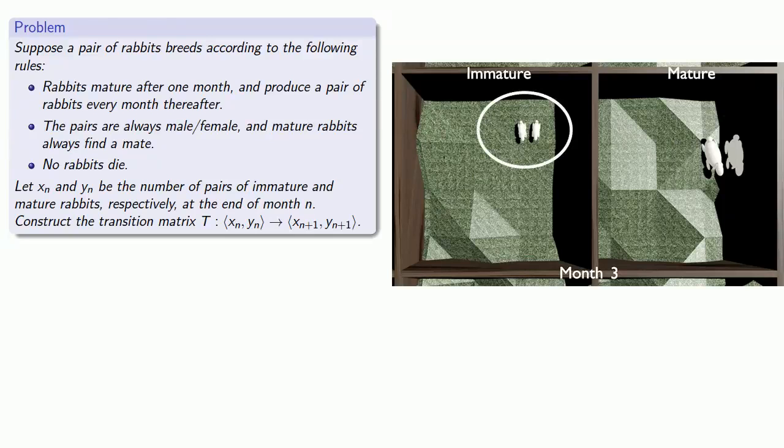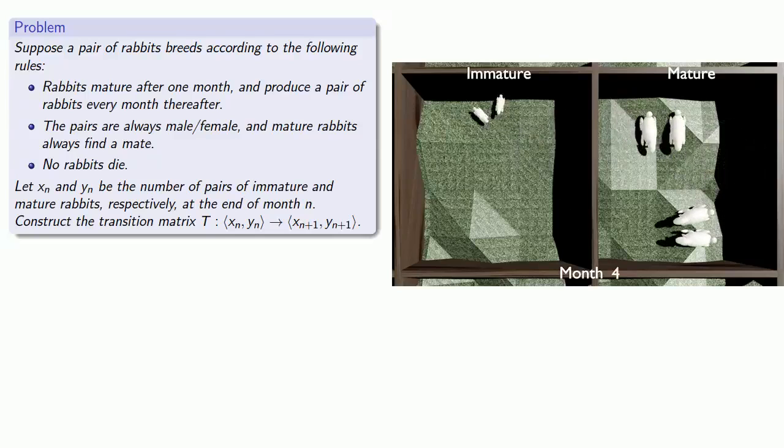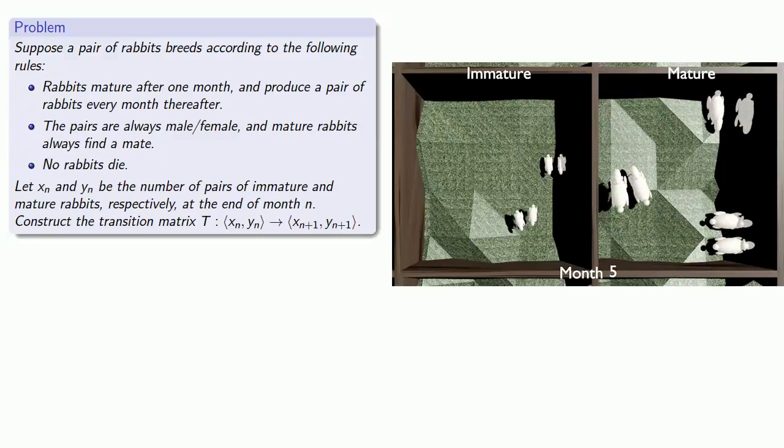What if we go into month 4? First, the immature rabbits will become mature rabbits, and second, the mature rabbits will produce another pair of immature rabbits. And so now we have 2 pairs of mature rabbits and 1 pair of immature rabbits. If we go another month, the 2 mature pairs produce 2 more immature pairs. The immature pair becomes a mature pair, and so now we have 3 mature pairs and 2 immature pairs. And we can continue this logic as far as we want, but let's do a little bit of analysis.